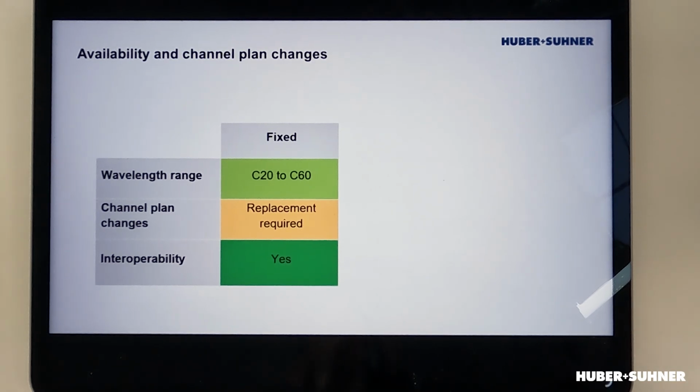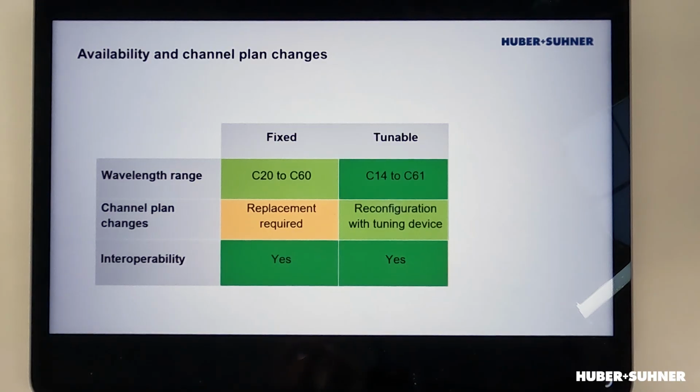Now, if we have channel plan changes, the big downside of fixed wavelength transceivers is you then need to replace those transceivers. The tunable transceivers are also widely used in the industry, and because we can tune them, we can tune them to any of the wavelengths from C14 up to C61, and they're also very readily available. If we've got channel plan changes, that is also quite simple, because we take the transceiver out, plug it into our tuning box, and tune it to the required new wavelength, and that's it.